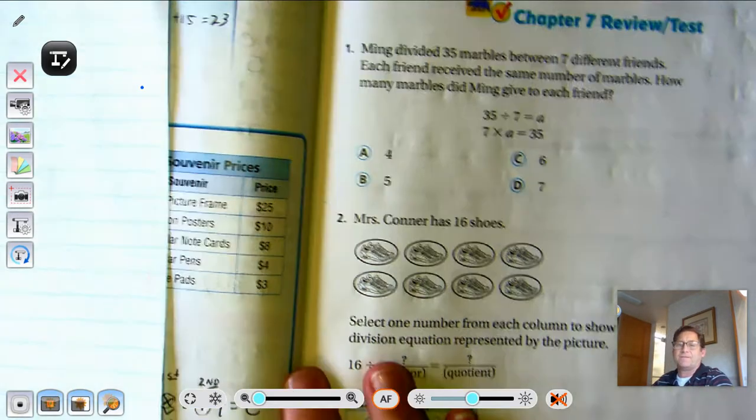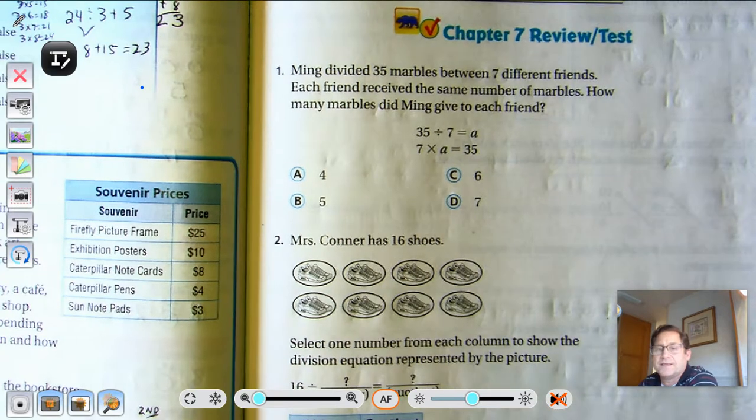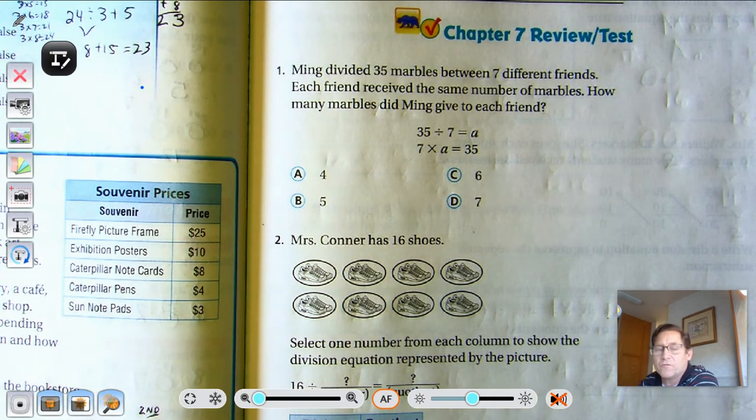Hello, everybody. Good afternoon. So today we're going to go over the chapter 7 review in the third grade book. We're on page 311. So let's get started.